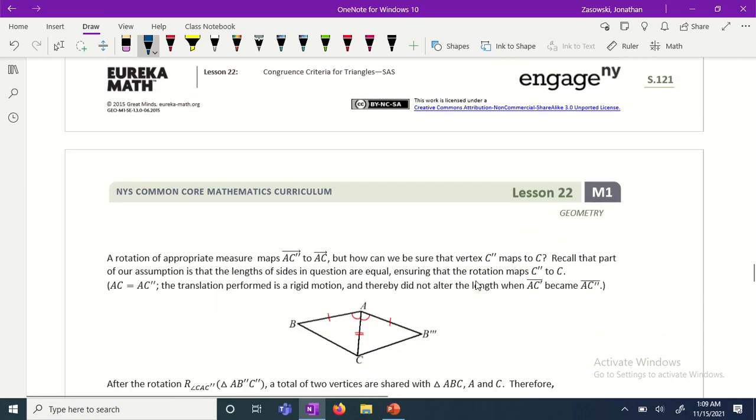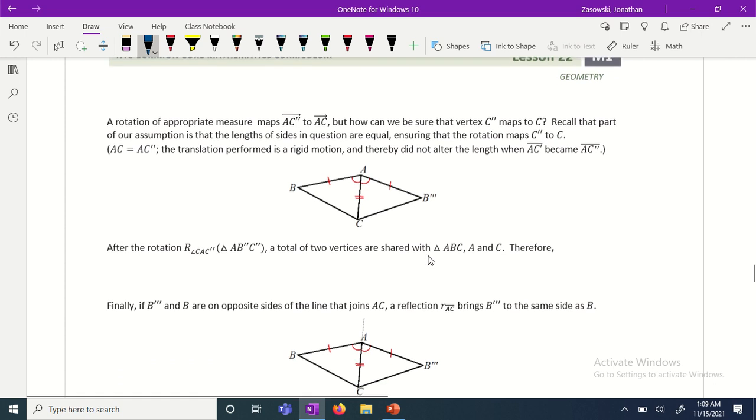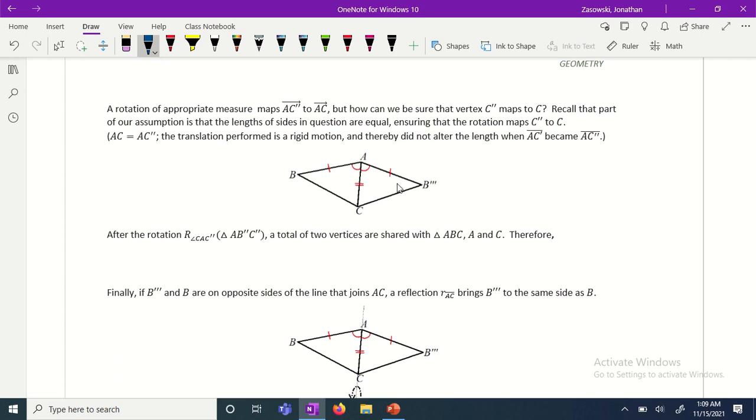Okay, let's take a look at the next page. So now the rotation maps our appropriate side length onto each other. Now remember we talked about that being B triple prime. So the last thing we're going to need to do is take this and just reflect it over that line and have that map onto it.